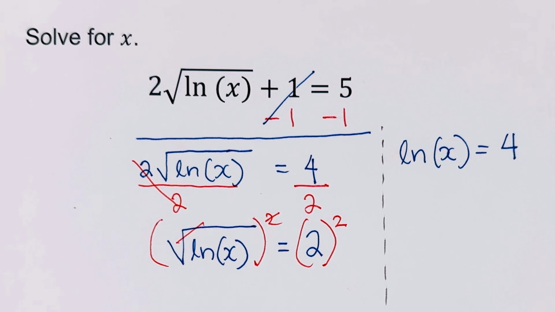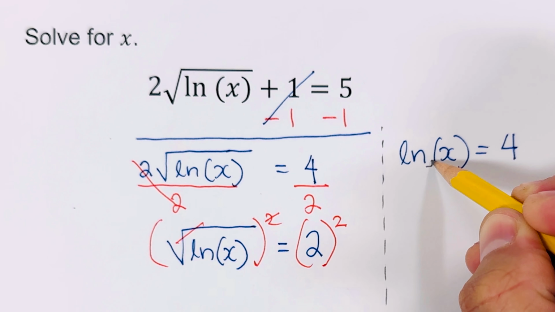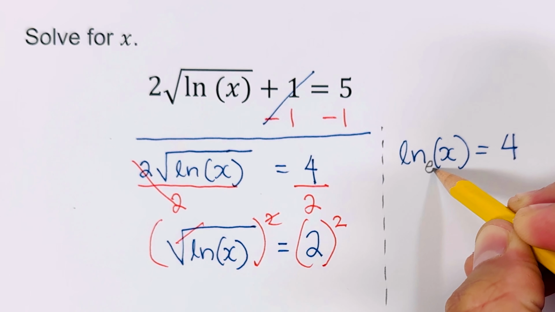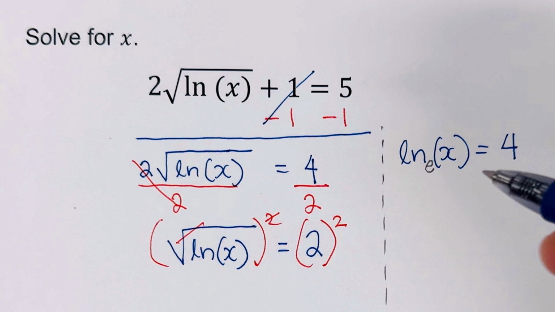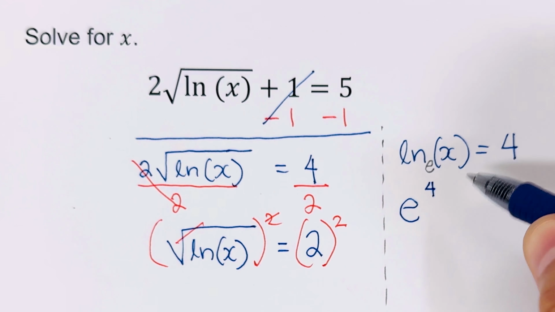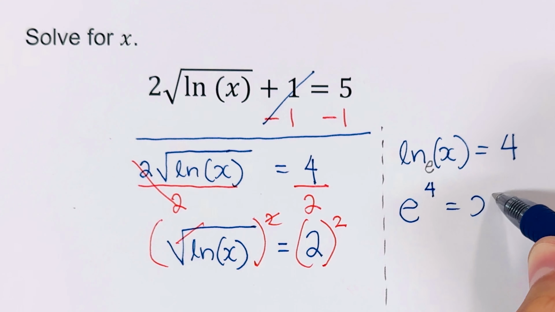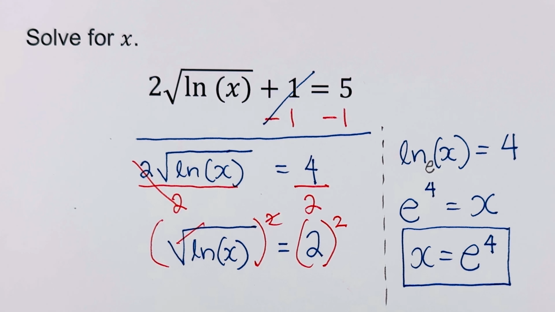From here, we can go ahead and remember that there is an invisible e as the base for a natural logarithmic equation. So we can go ahead and rewrite this in exponential form. That would be e raised to the power 4 is equal to x. So pretty much our x is e to the 4th power. So that is how we solve logarithmic equations involving radicals.